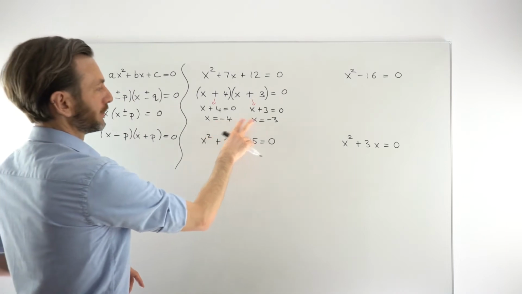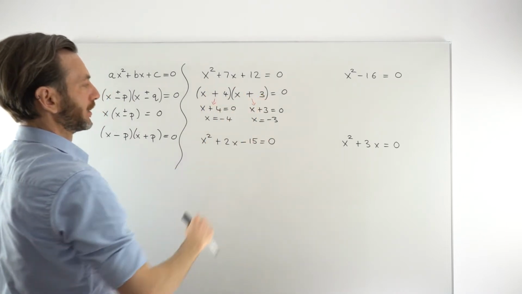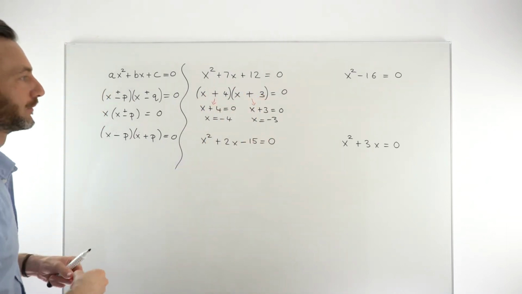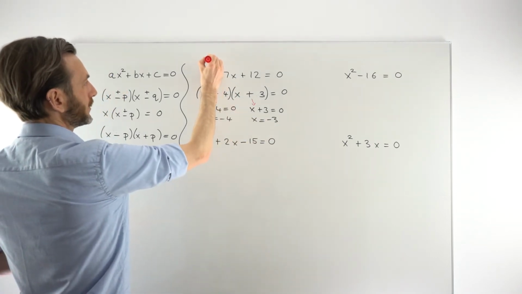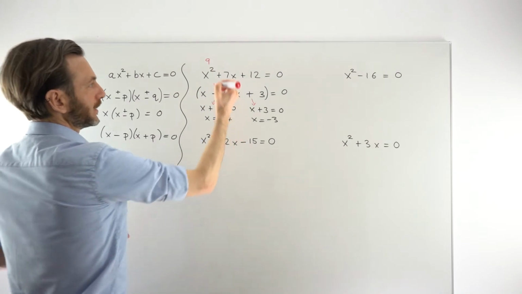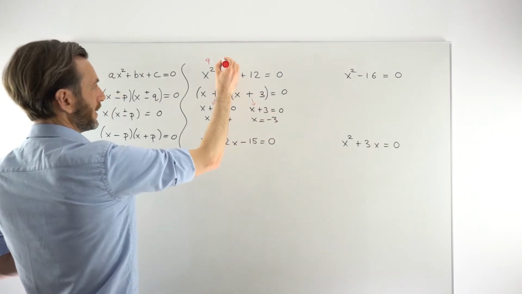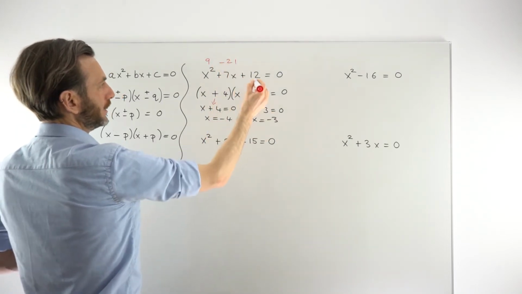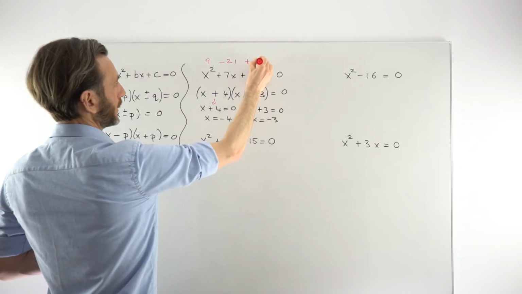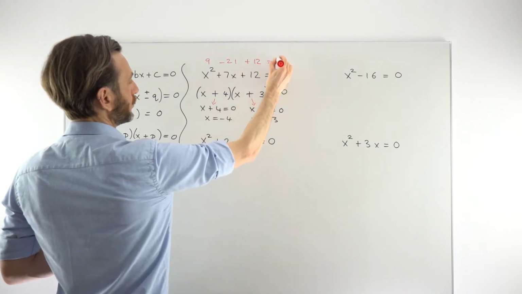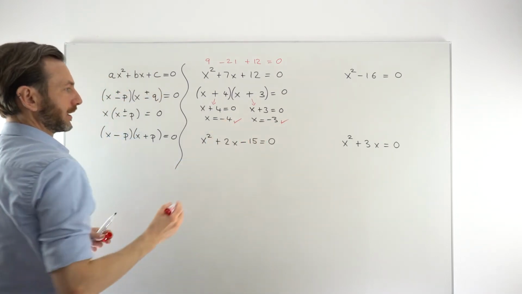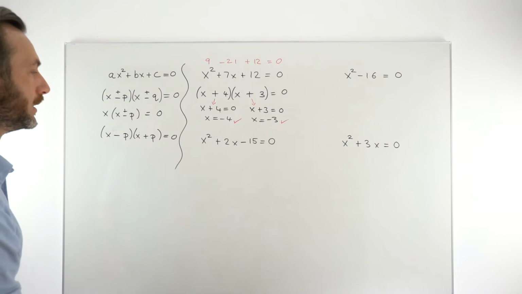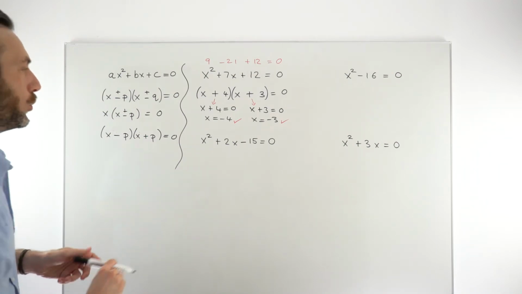That means that these numbers independently would satisfy the original equation. For example, if I take the minus 3 and put it back into the original equation, minus 3 squared is 9. Minus 3 times 7 is minus 21, plus 12. Add those together, and we do in fact get 0. So that validates that it is a solution, and we could do the same with the minus 4. Okay, cool, that's the idea.